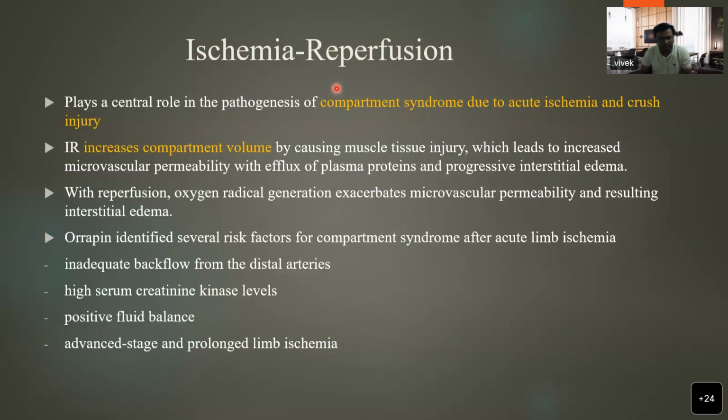Orapin identified several risk factors for compartment syndrome after acute limb ischemia, which included inadequate blood flow from the distal arteries, high serum creatinine kinase levels, positive fluid balance, and advanced stage and prolonged limb ischemia.